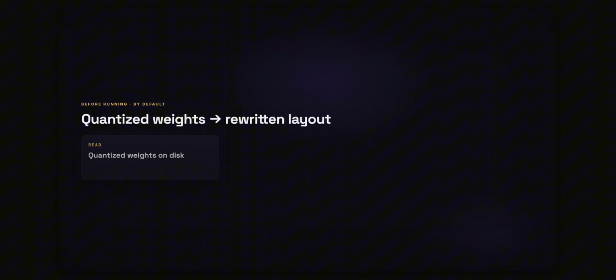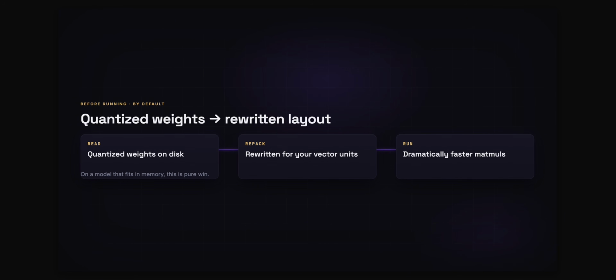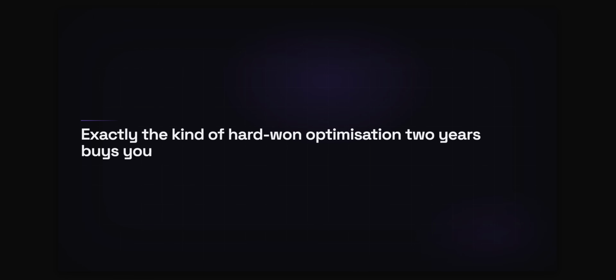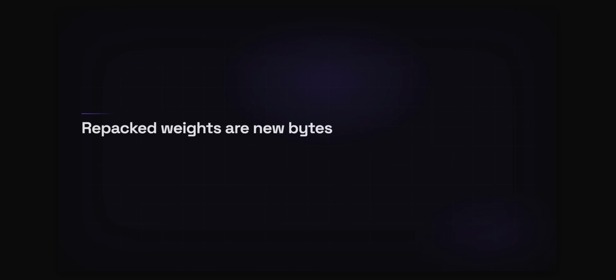There is, it's called repacking. Before running, llama.cpp by default takes the quantized weights and rewrites them into a layout your processor's vector units can chew through dramatically faster. On a model that fits in memory, this is pure win, and it's exactly the kind of hard-won optimization 2 years of maturity buys you.